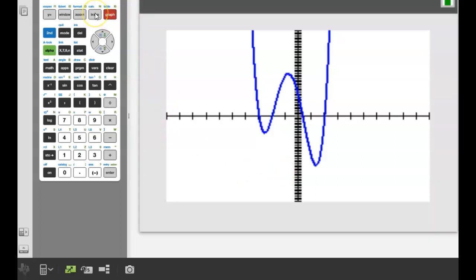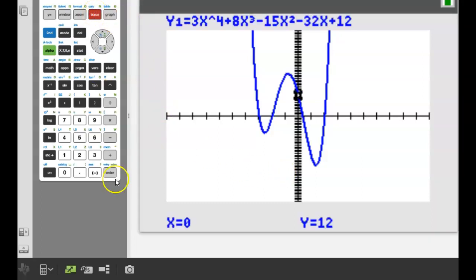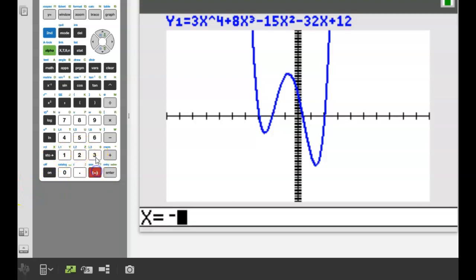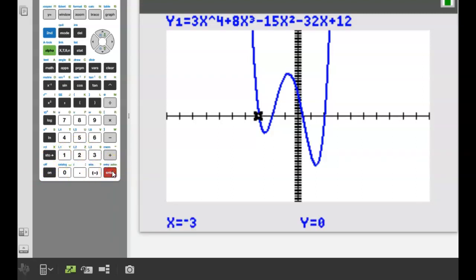Give me something to test. You're going to go trace. And what do you think? -2? Okay, -2 comes out a nice one. We might want one more nice one. -3. Looks like it comes out nice, okay?